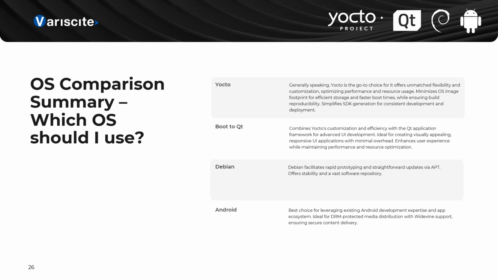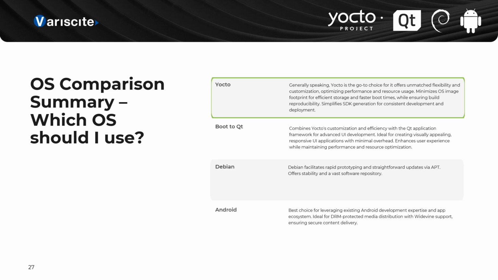Android will be the natural choice for projects that can leverage existing Android development expertise and its extensive app ecosystem. It is particularly ideal for DRM-protected media distribution thanks to its native support for Widevine, ensuring secured content delivery. If your application involves media streaming or you already have a team familiar with Android development, this platform provides a significant advantage.